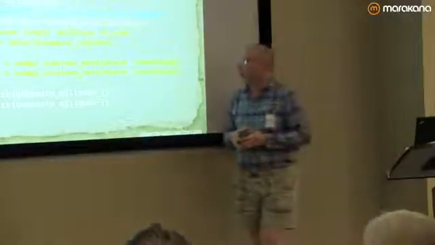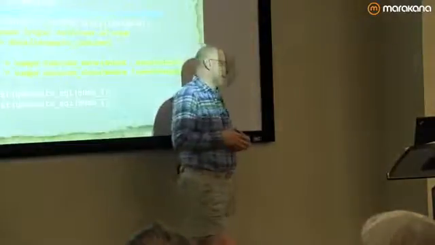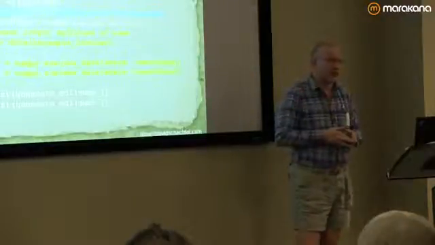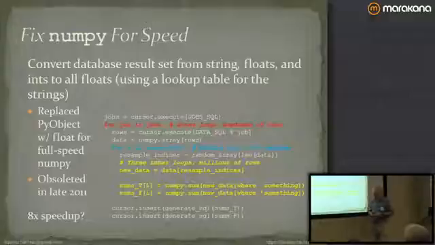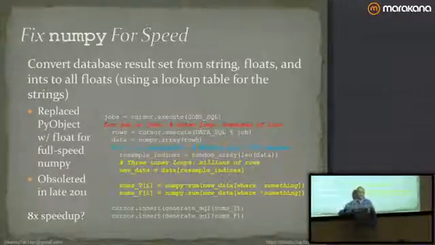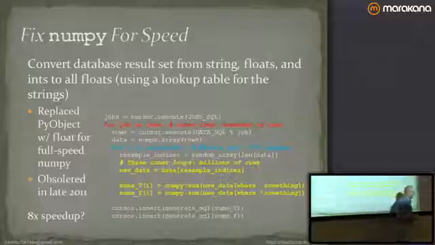So I fixed that. I replaced that one string column with an integer lookup table, an integer value. And I found out in the process there were only a couple of unique values in the string because it was really a version number. So this provided a nice speed up, but at the end of last year it was made obsolete when they changed the database table to replace that string column with an integer column as it should be.